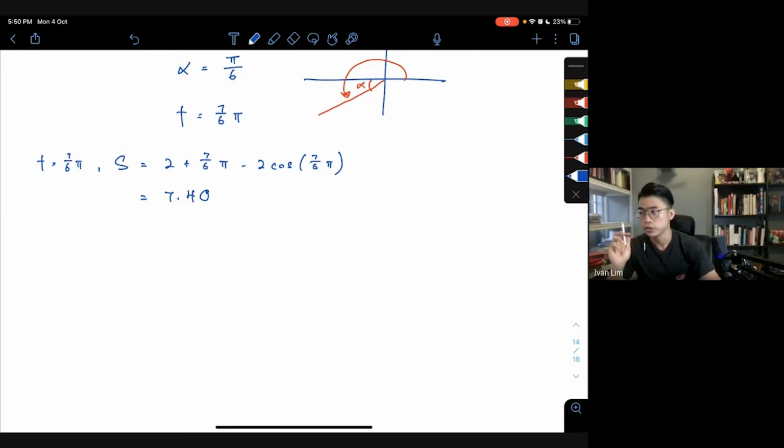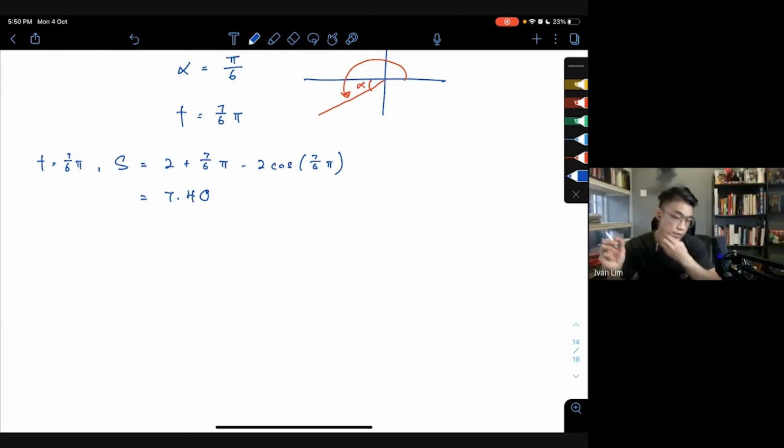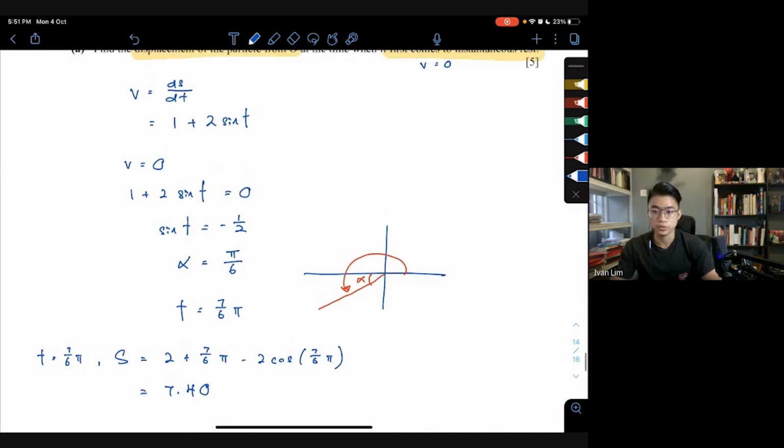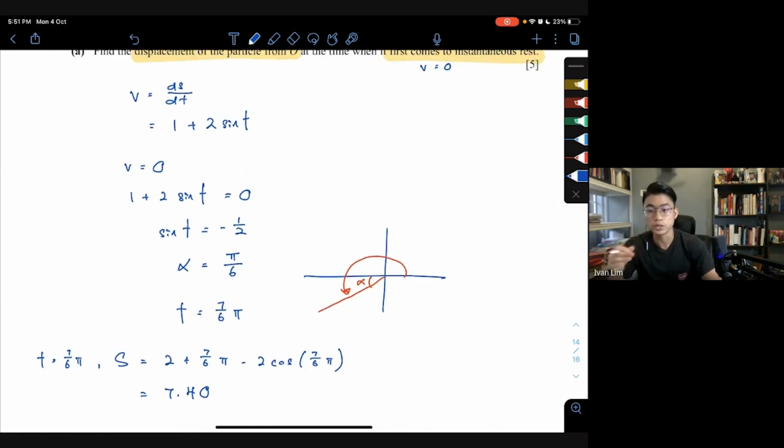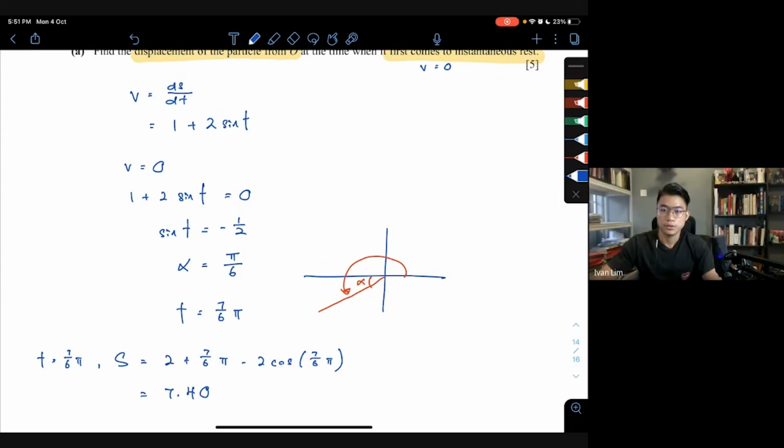I think try not to do that when they don't ask you to, because the answer scheme says the final mark is 7.397 or 7.40. So if they don't ask you to write in exact value, you just calculate the value, because you will need to use this later on.